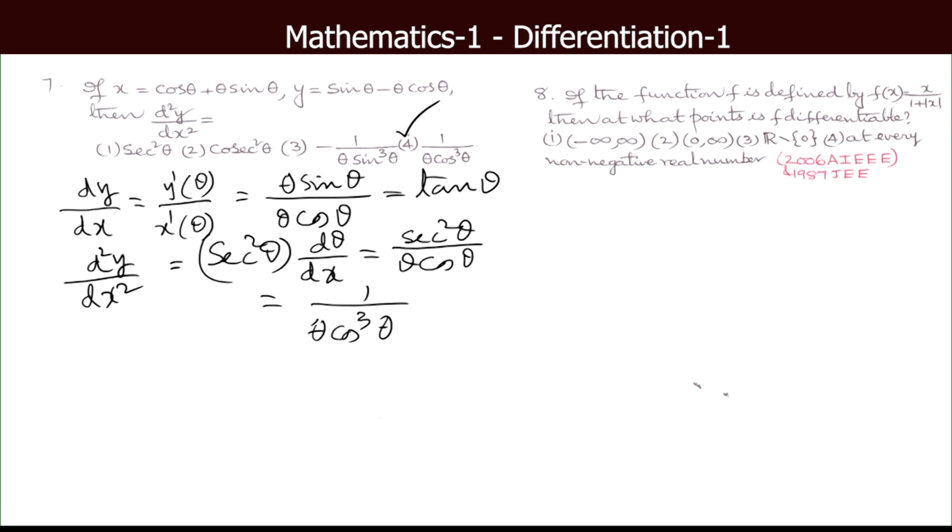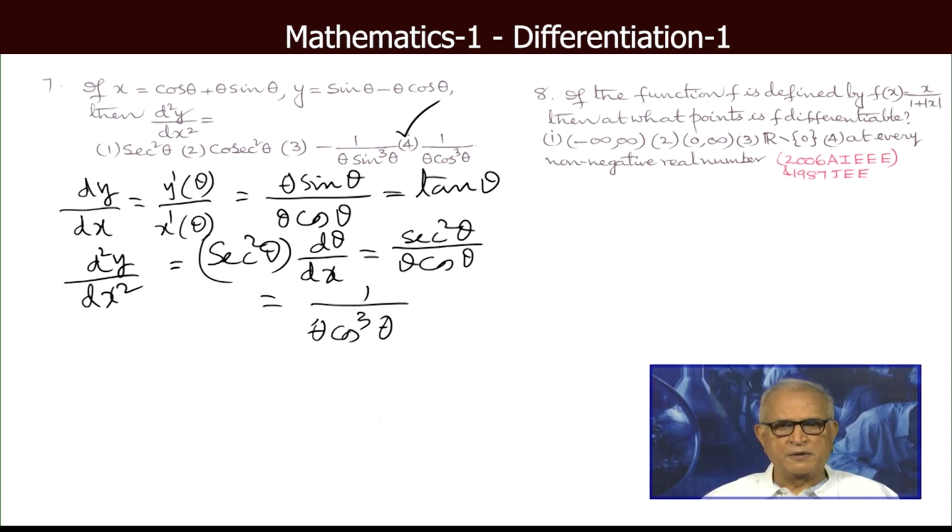Okay. Next, question number 8. If the function f is defined by f of x equal to x by 1 plus mod x, then at what points is f differentiable? That is, at what points on the real line is the function defined by the formula f of x equal to x by 1 plus mod x differentiable, that is, at which points does it have a derivative?